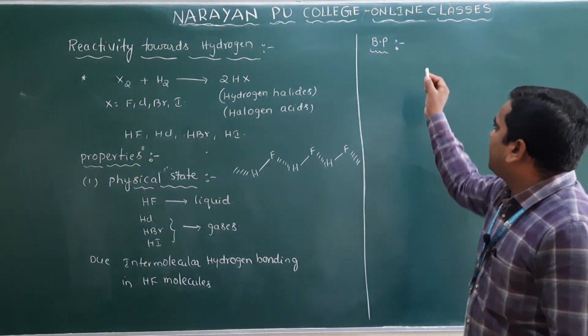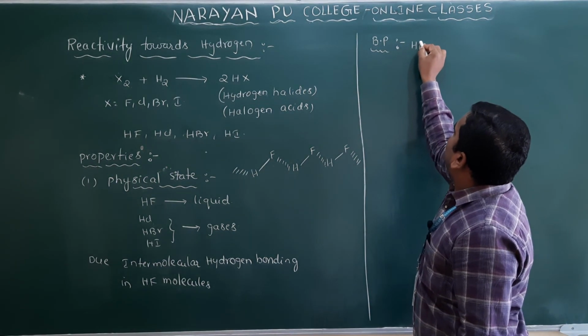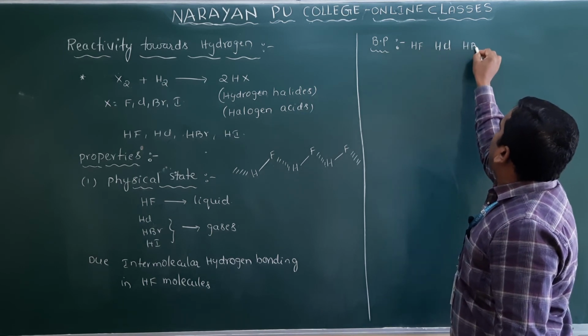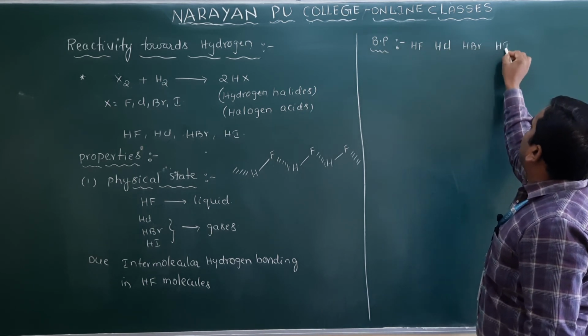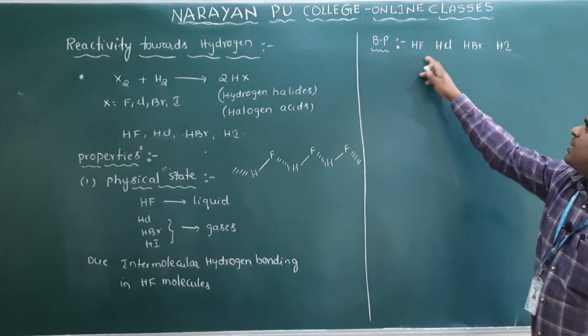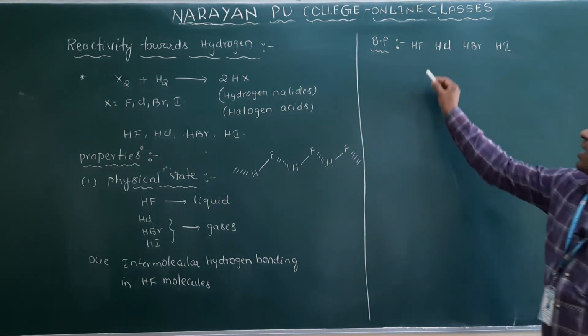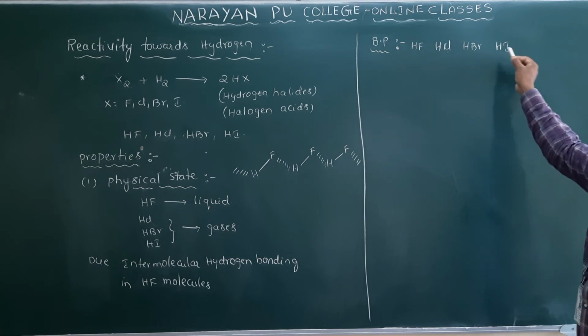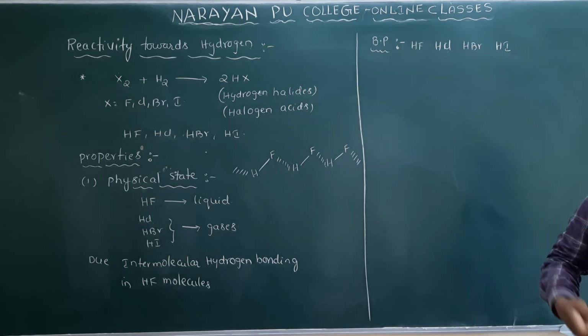So if I take HF, HCl, HBr, HI, as you move from fluorine to chlorine, bromine and iodine, the size increases.